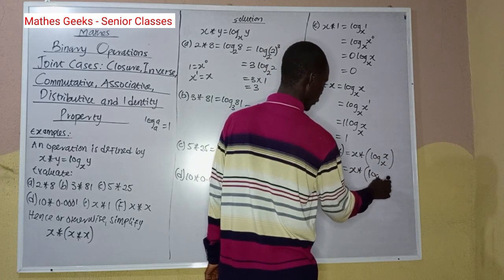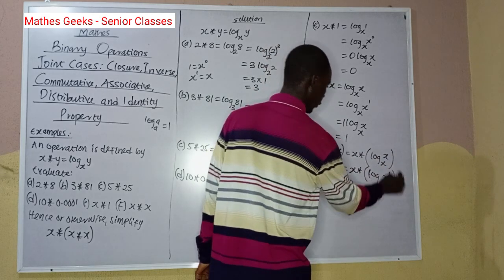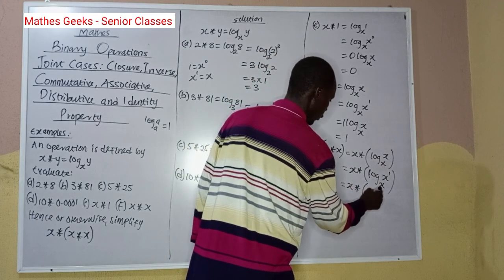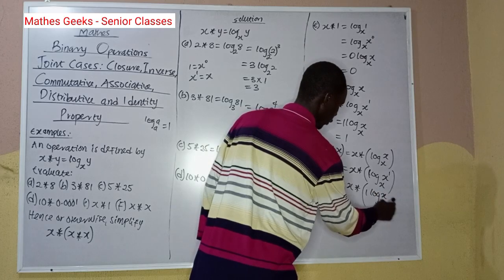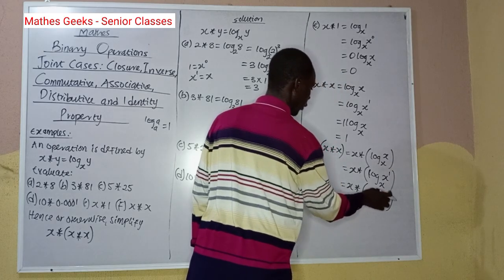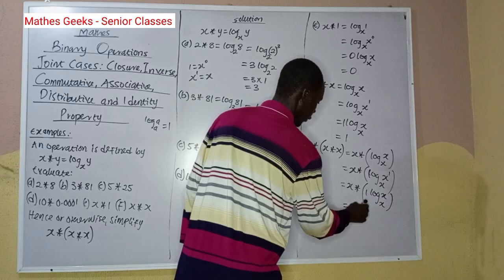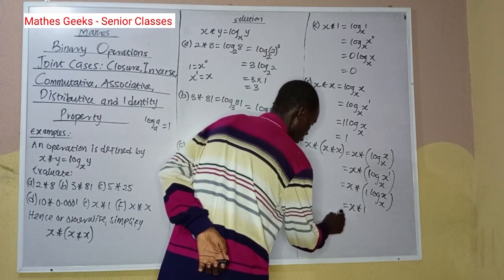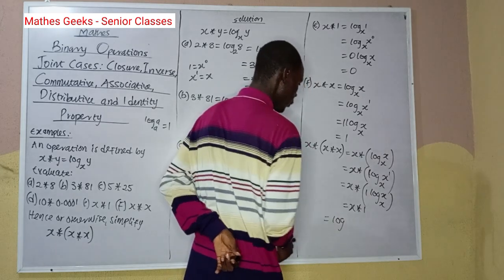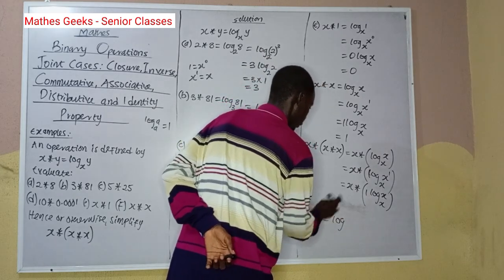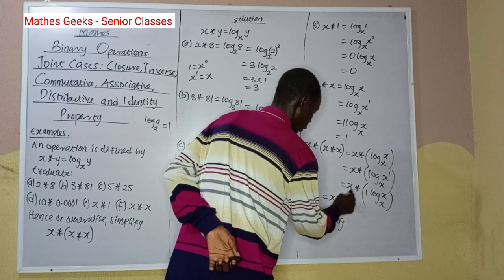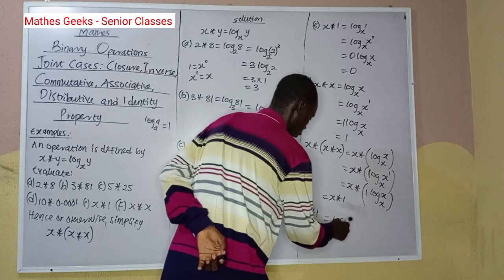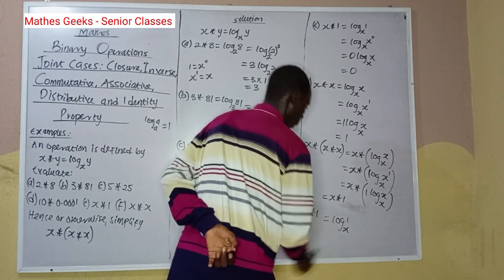log x raised to the power 1. That's log x star 1 log x. Log of x to x is 1. 1 times 1 is 1. So eventually it will give us x star 1. And x star 1 is equal to log, let me write it here, equal to x star 1. And x star 1 is equal to log x 1.